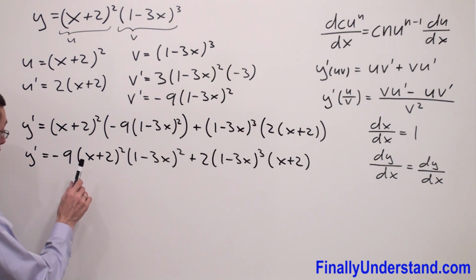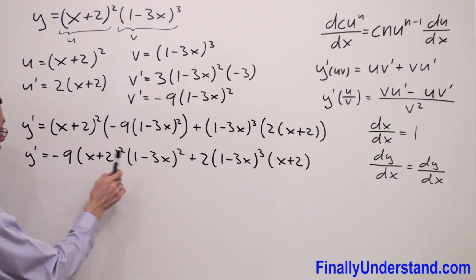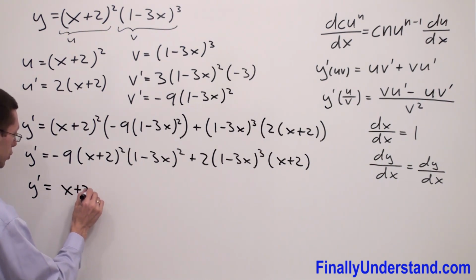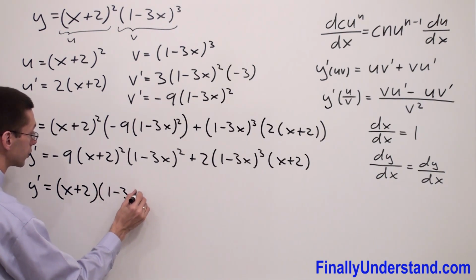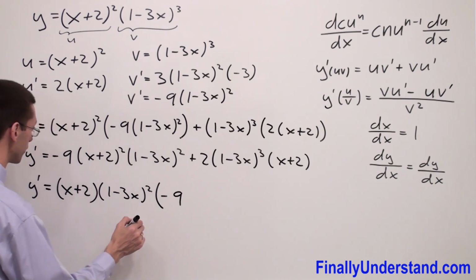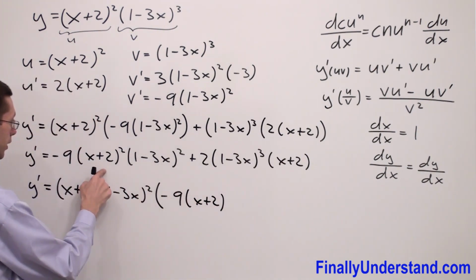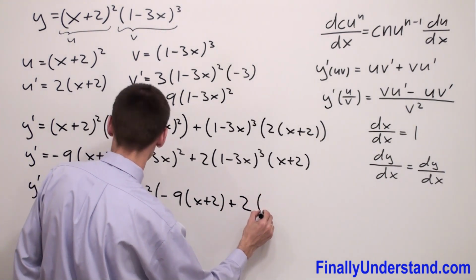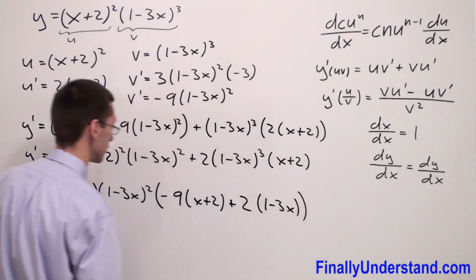Now we can do some factorization. So we can factorize (x plus 2) and (1 minus 3x) squared. So I'm going to write y prime is equal to (x plus 2) times (1 minus 3x) squared, and inside of the parentheses I'm going to have negative 9 times (x plus 2), okay, and over here I'm going to have plus 2 times (1 minus 3x), close parenthesis.